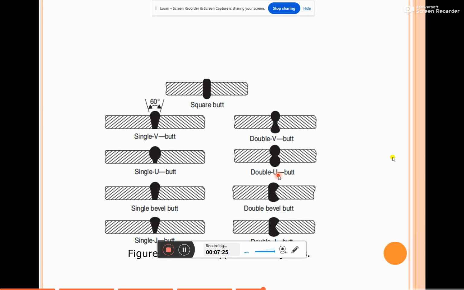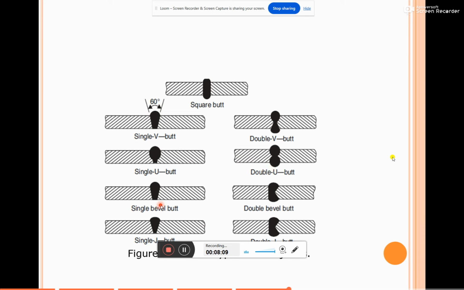The next one is the double U, that is the W butt joint. In the W butt joint, instead of a single side, each workpiece edge on both sides will be prepared like a U shape. Then the type of joint we call the W butt joint. When the thickness is increased even more, then for better penetration, we can use the W butt joint.